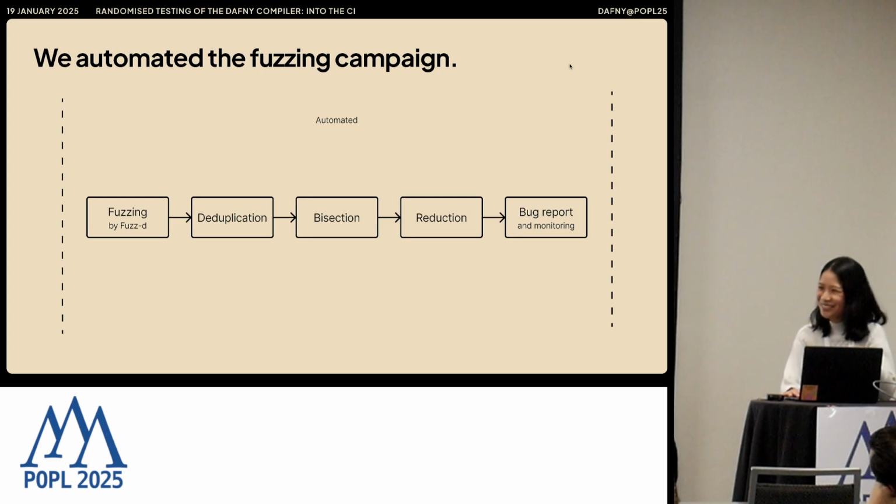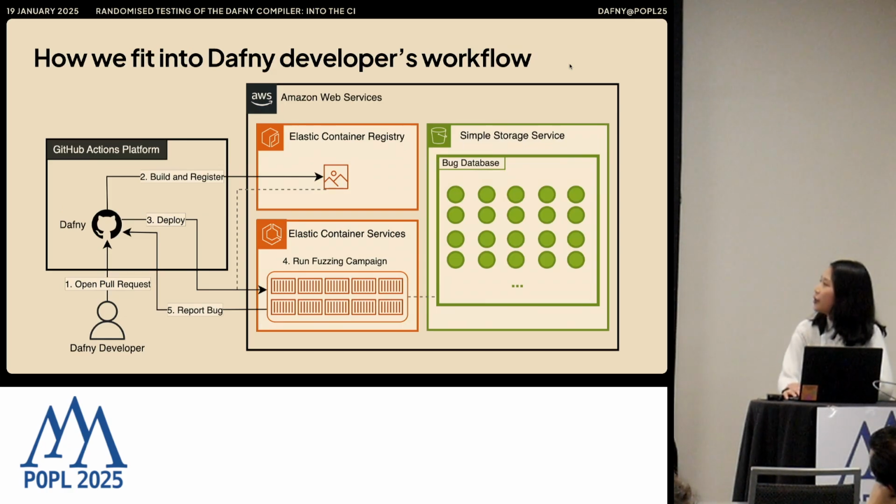Long story short, we automated all of the steps that you've seen before. I won't get into the details, but I'll be happy to talk about how we implemented that after. So we containerized all of these things, and every time somebody opens a pull request in the Dafny repository, that would trigger the tool to be deployed and run, and then it would just report bugs back to the Dafny developers, either with a pull request comment or as a GitHub issue.